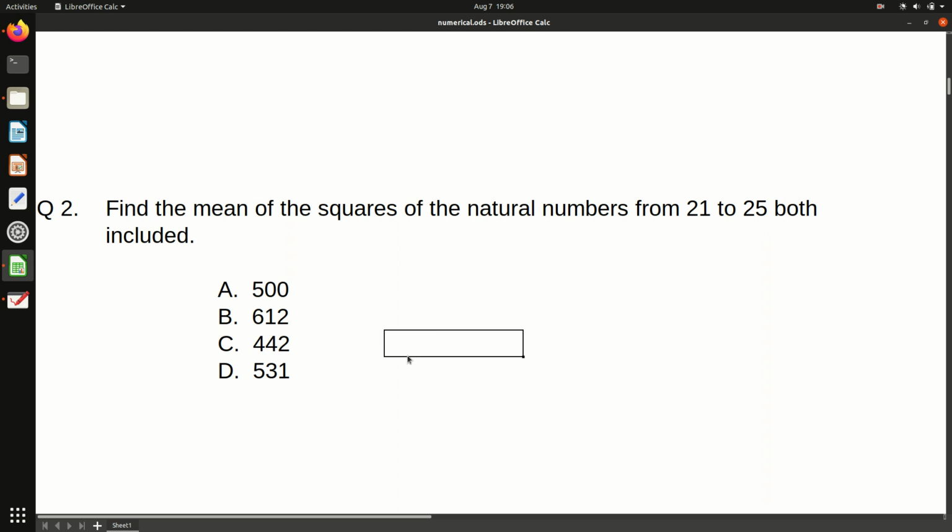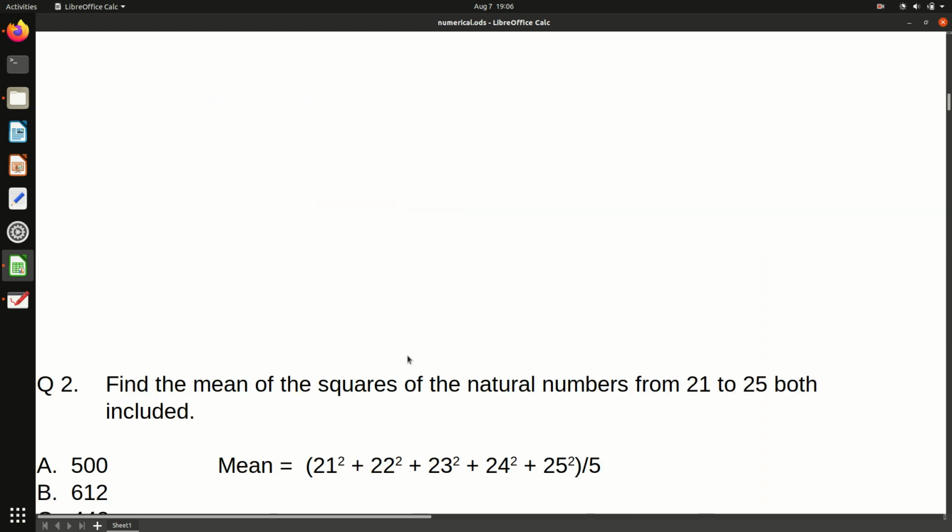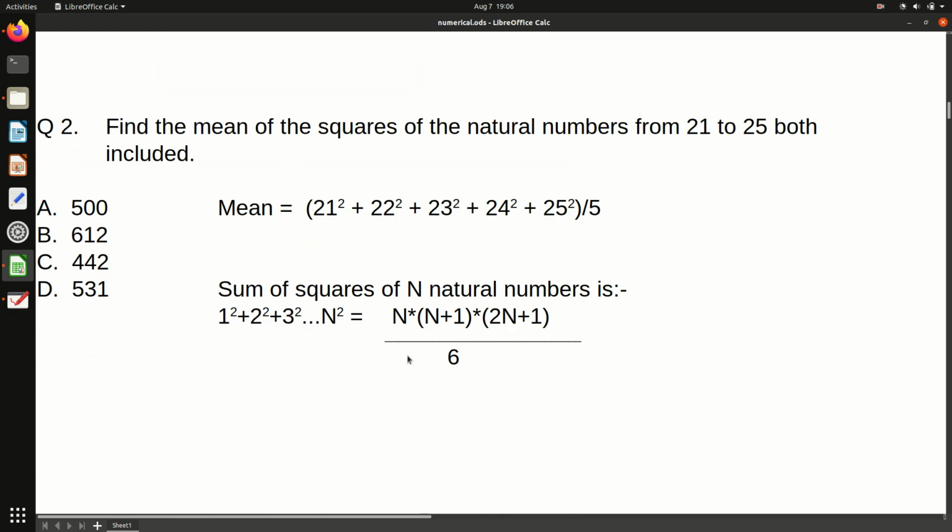So we know how to calculate mean. Just add everything and divide by how many numbers you have. Okay, so let us see the solution. We have to find the mean of squares of numbers from 21 to 25. So it will be 21 square plus 22 square up to 25 square, divided by 5, because we have 5 numbers: 1, 2, 3, 4 and 5. If you just solve this, it will be the answer.